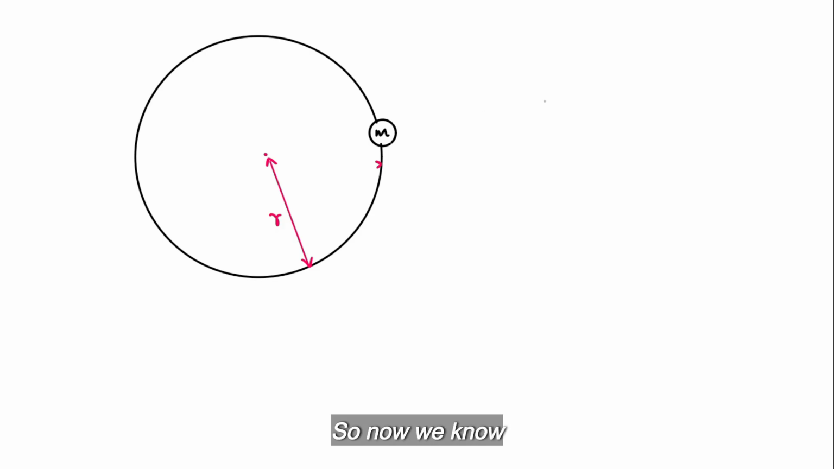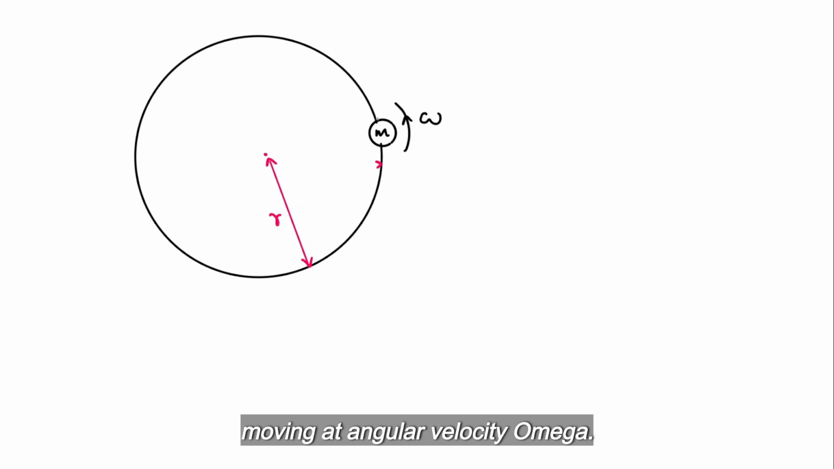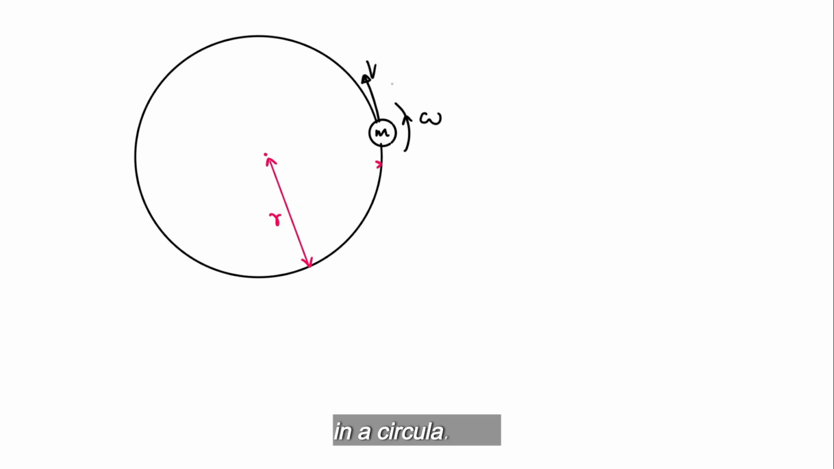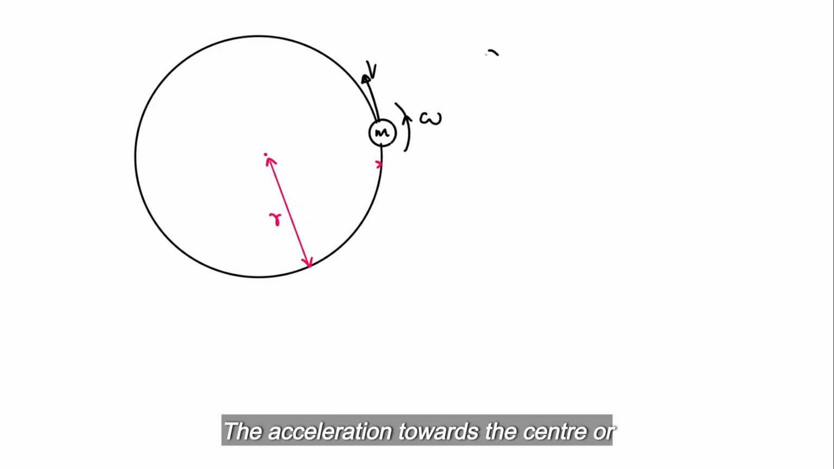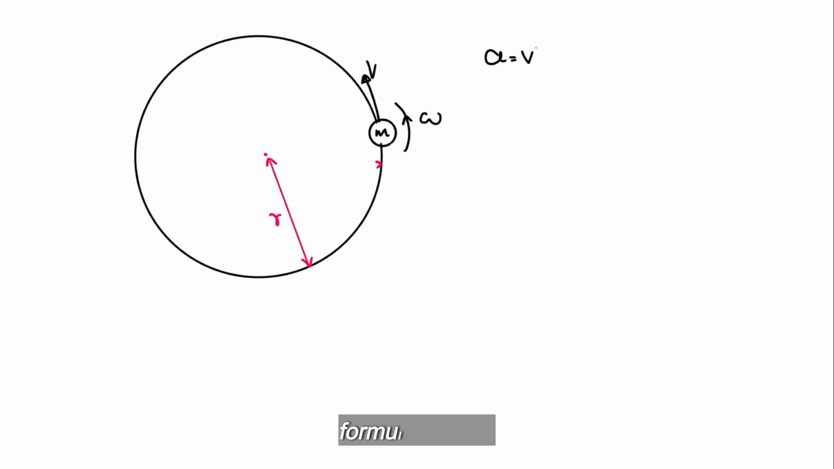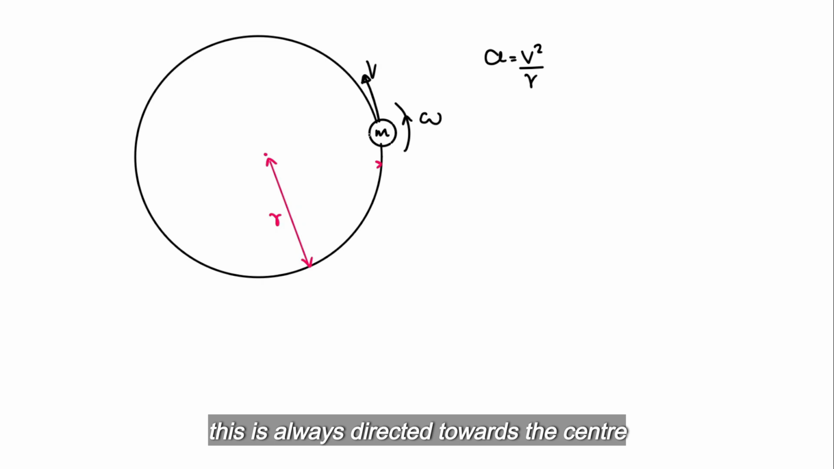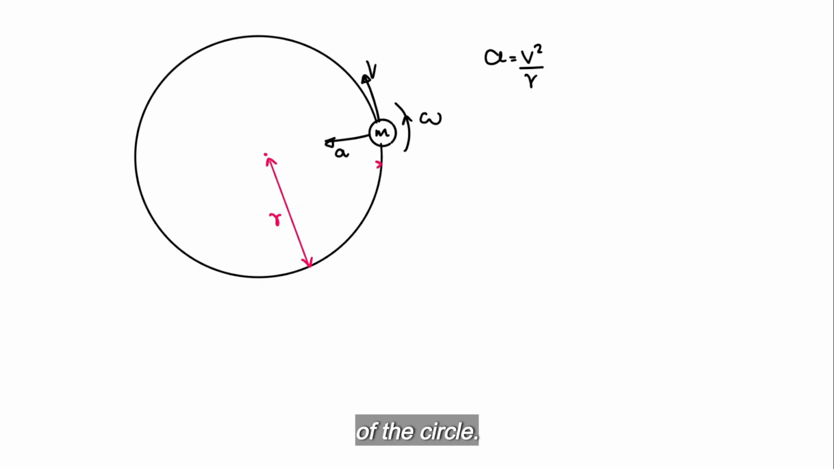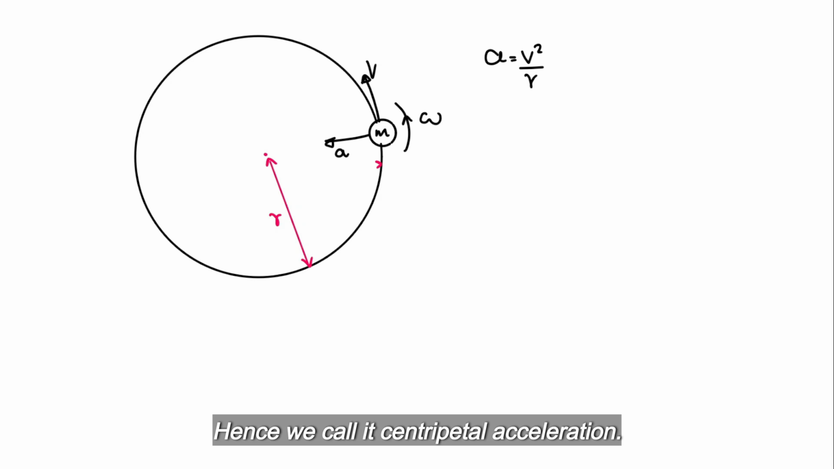So now we know if we have an object of mass m moving at angular velocity omega, let's say the tangential velocity here is v, in a circular path, the acceleration towards the center, or centripetal acceleration, is given by the formula v squared over r. That is what we just derived. And remember, this is always directed towards the center of the circle. Hence, we call it centripetal acceleration.